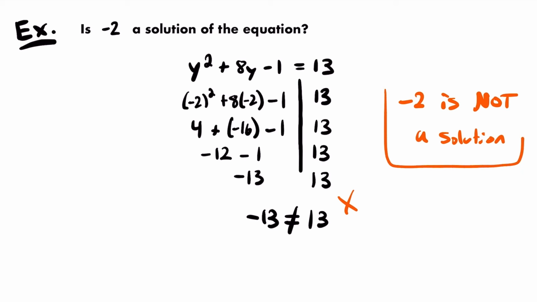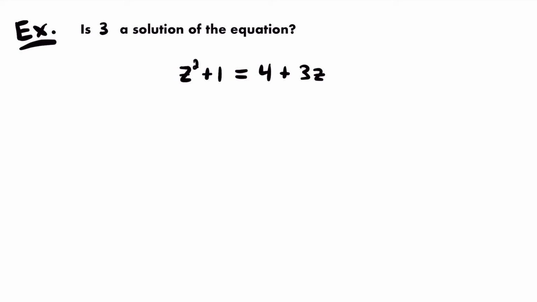That is the answer to this example. For our next example, we want to know if 3 is a solution to this equation, z squared plus 1 equals 4 plus 3z. Now for this equation, notice that both sides involve the variable of z. So there is going to be a little bit more work involved here.